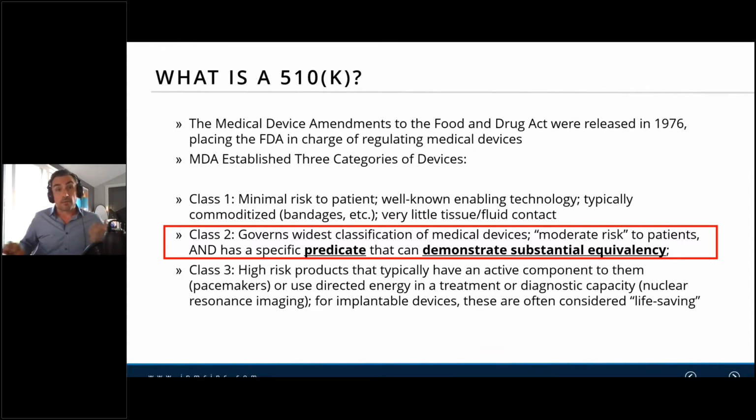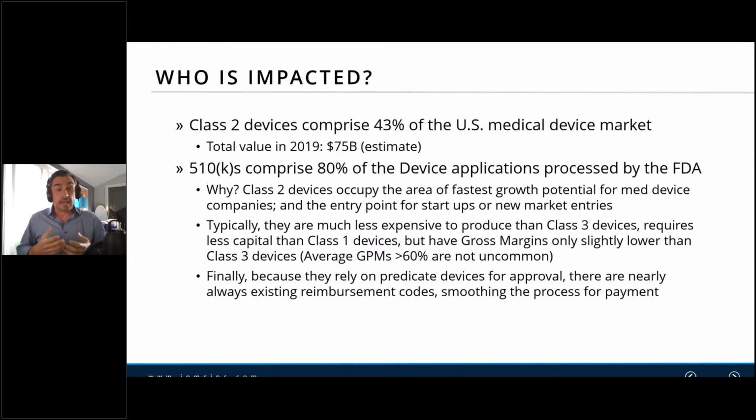So, when I say wide array, I mean wide array. While class 2 devices only comprise 43% of the U.S. medical device market, they make up about $75 billion in total medical device value for that marketplace. However, they comprise 80% of the current device applications being processed by the FDA. Okay, so think about that. They only comprise 43% of the current medical device market, but they comprise 80% of the device applications.